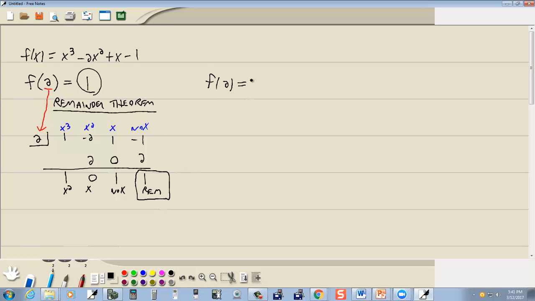So if you plug 2 in, you'd have 2 to the third minus 2 times 2 squared plus 2 minus 1. 2 to the third is 8. 2 squared is 4, times 2 is 8. So that's 8 minus 8 plus 2 minus 1, which gives us 1. So it's another way of evaluating a function, specifically a polynomial function. It doesn't work on any other types of functions.